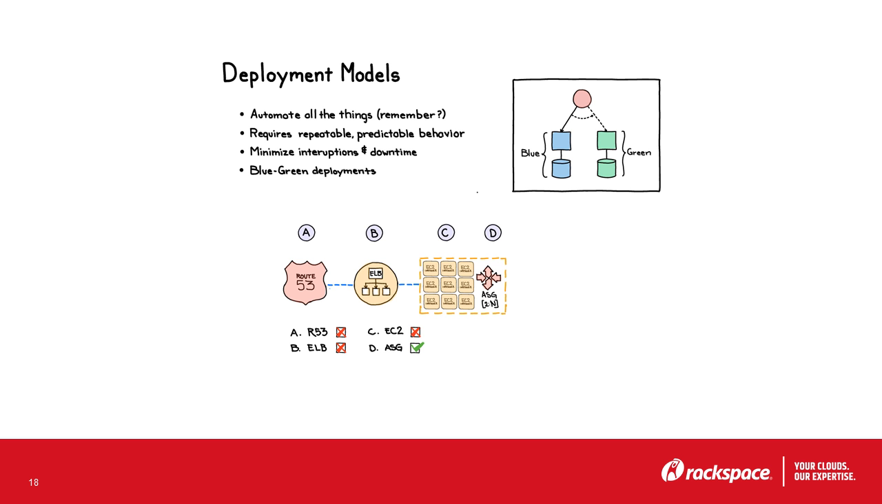And like I mentioned on the previous slide, we automate everything. We want to automate all the things. And we really want to do it in such a way that we are able to produce a repeatable, predictable behavior in our system. And as part of that process, we want to try to minimize interruptions and downtime. There are several ways of doing this, and I don't call them out here on the slides, but there are several mechanisms in AWS that we can use to deploy code.